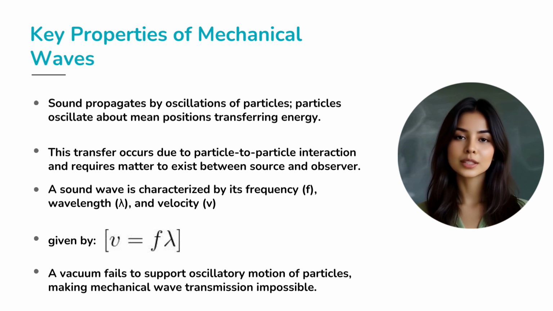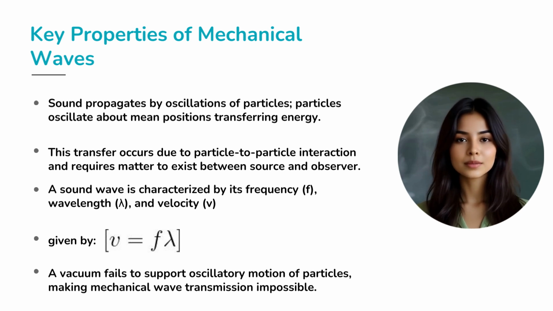Keep this in mind: a vacuum simply doesn't support the oscillatory motion of particles because there are none. Without particles to oscillate, mechanical waves simply cannot move through a vacuum. Now, quick question: if the wavelength stays the same but frequency increases, what happens to the velocity? Yes, the velocity changes depending on the medium, so frequency and wavelength adjust to keep things balanced.